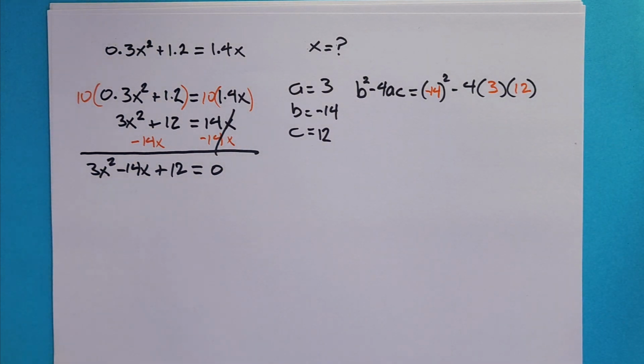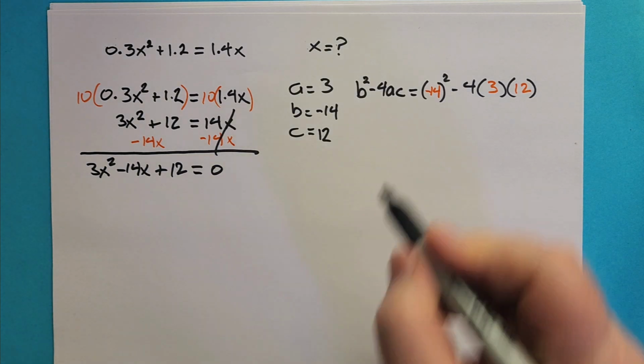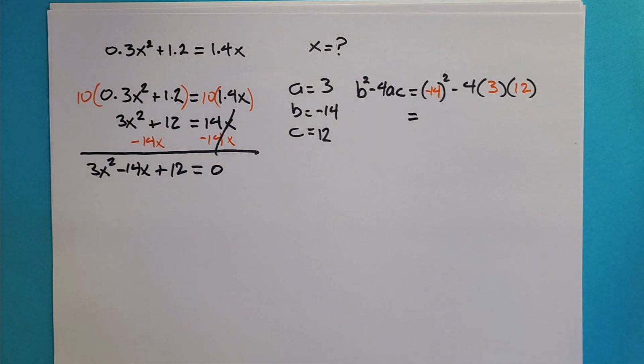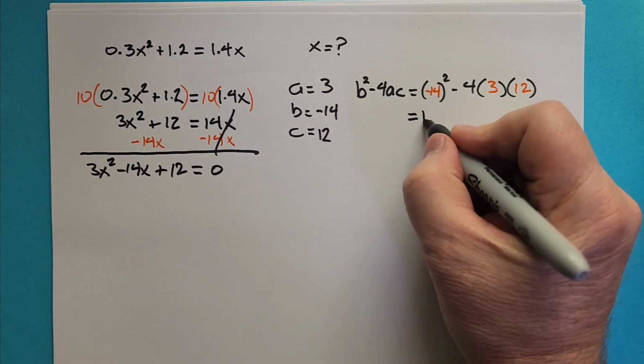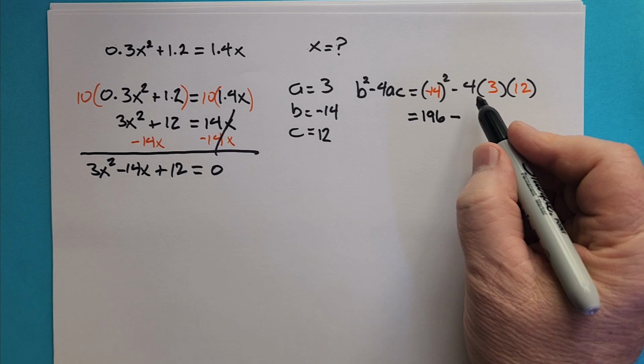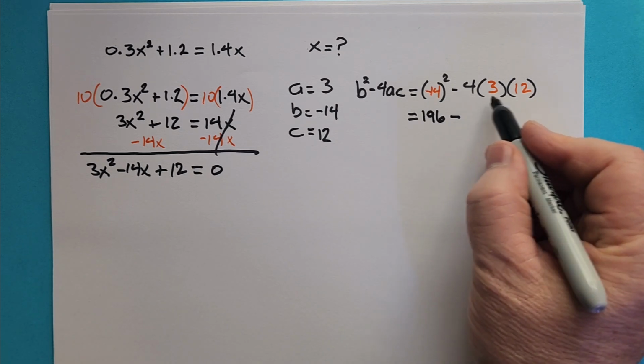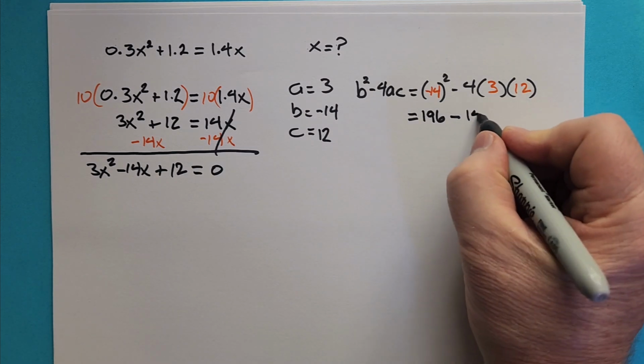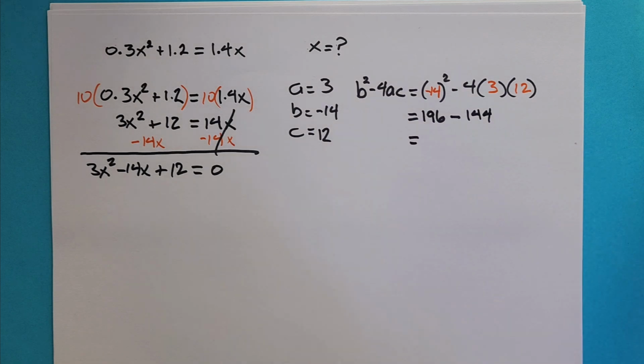And then we'll do what we can to simplify this as much as possible. Now, the square of 14 is 196, so the square of -14 is also 196. A negative times a negative is a positive. But here we're going to get 4 times 3 is 12. We've got to go 12 times 12, so that's minus 144. And then when you do the difference of those, we're going to get 52.